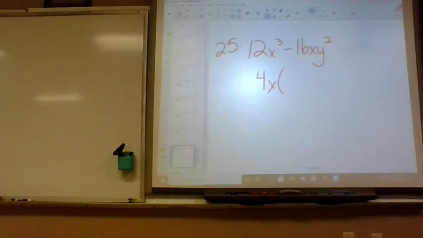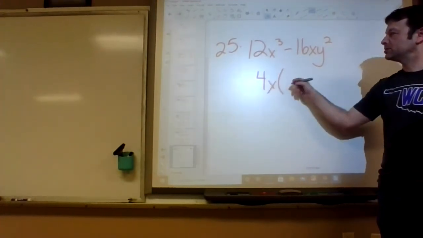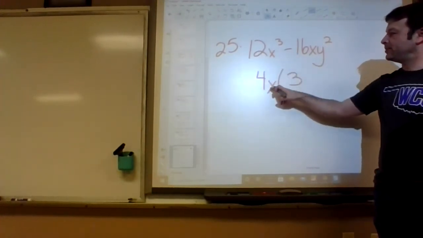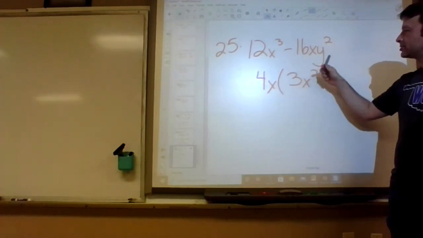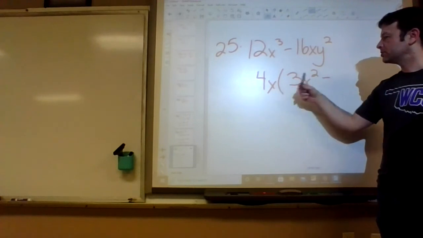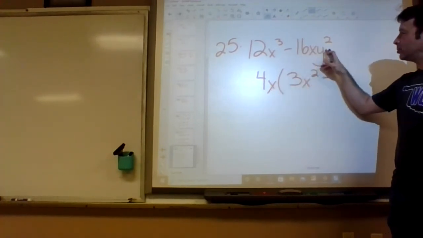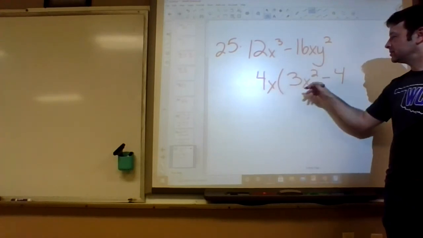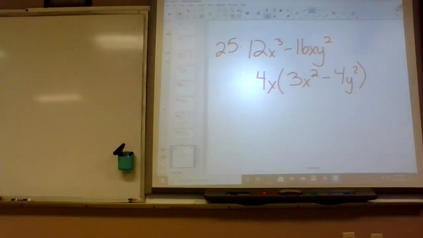4X outside. What's 12 divided by 4? 3. X cubed divided by X is X squared. Minus. What's 16 divided by 4? 4. X divided by X, gone. Y squared divided by nothing is Y squared. Okay, this isn't so bad.